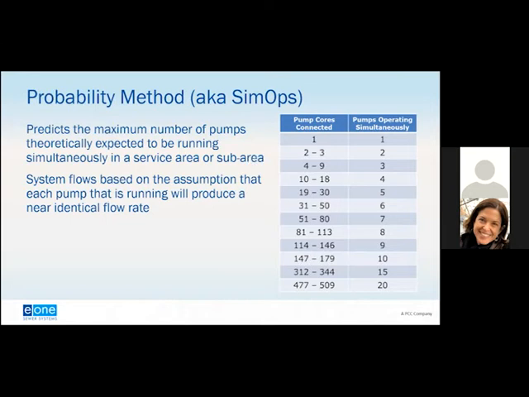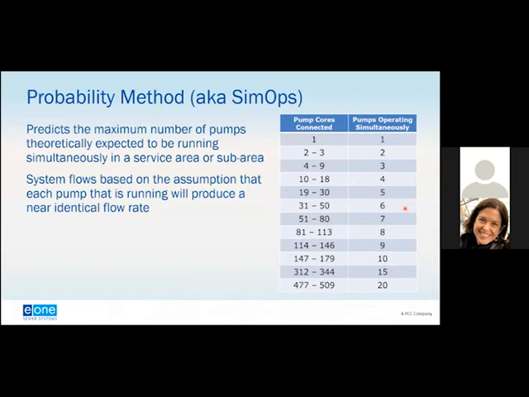This method proposes that the maximum flow will be dependent on the number of pumps and the total population of pumps expected to be operated simultaneously. A key assumption with the probability method is that the discharge from each pump will not be significantly altered due to changes in the system's total dynamic head. So with the probability method, you look at the number of pumps in the subset or the system. Here, say we have 40 pumps within the section of the pressure sewer system, the expectation is that no more than 6 pumps will be operating at any given time.